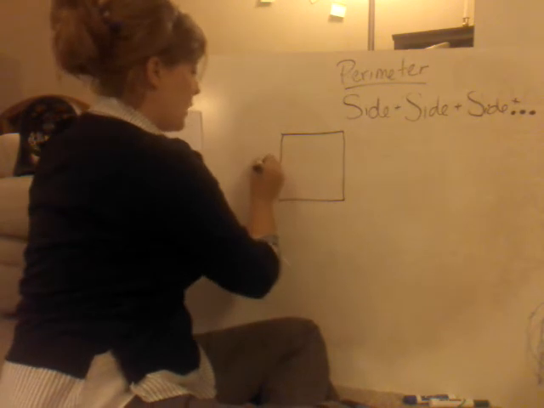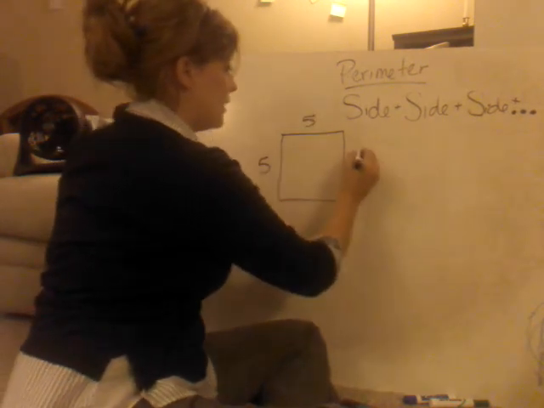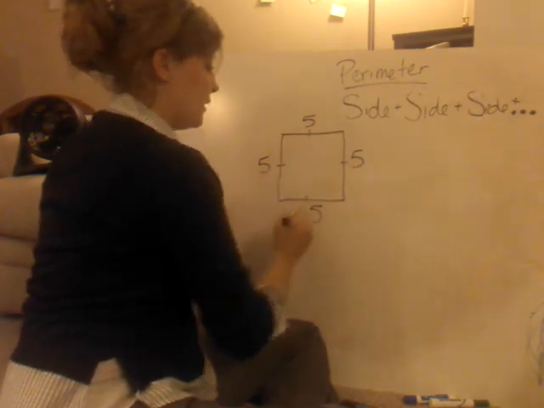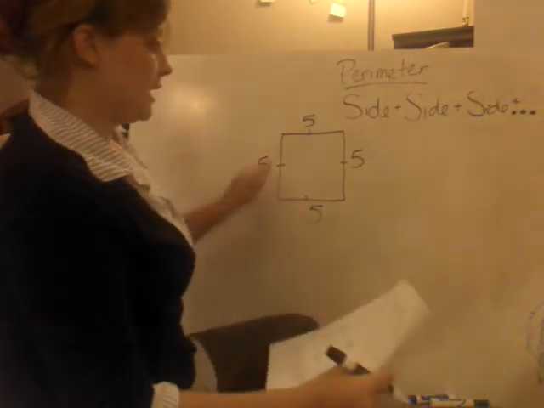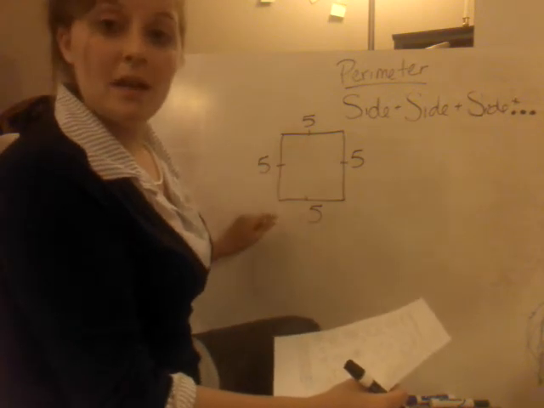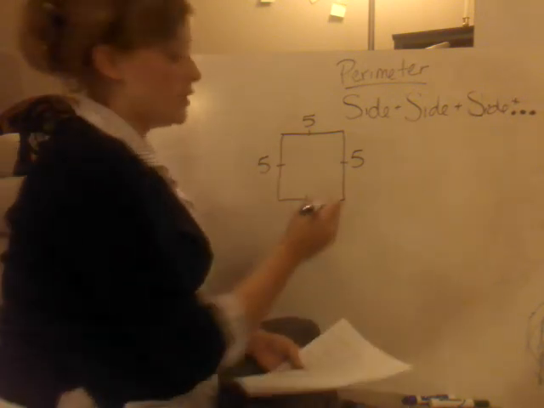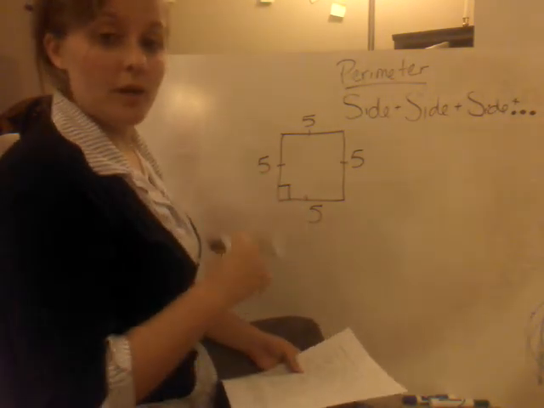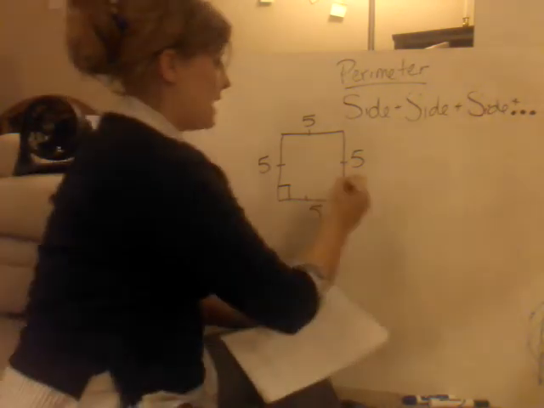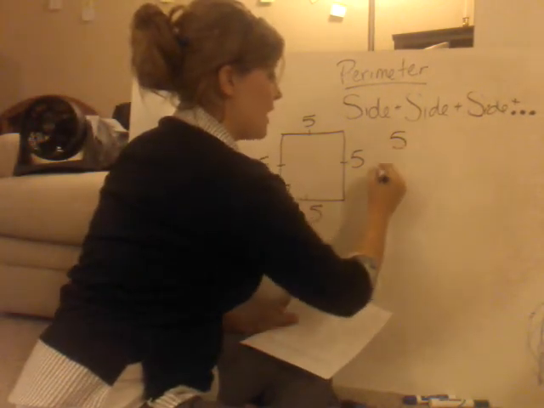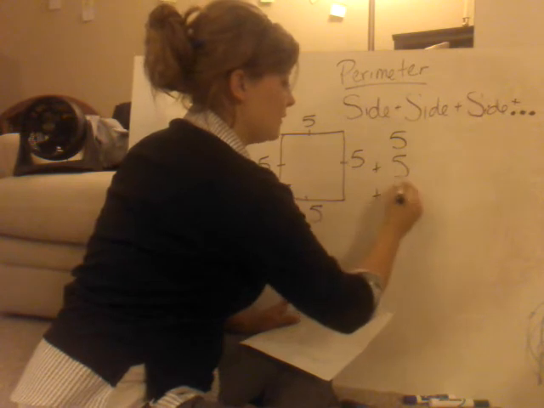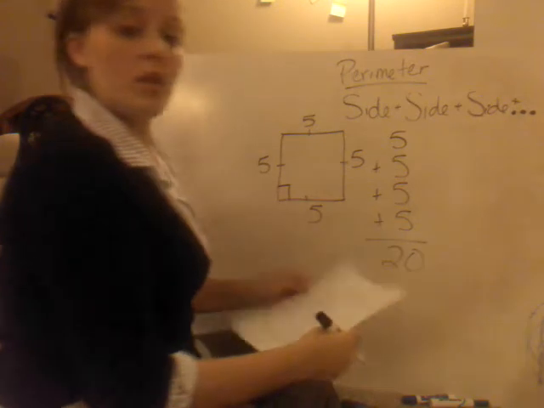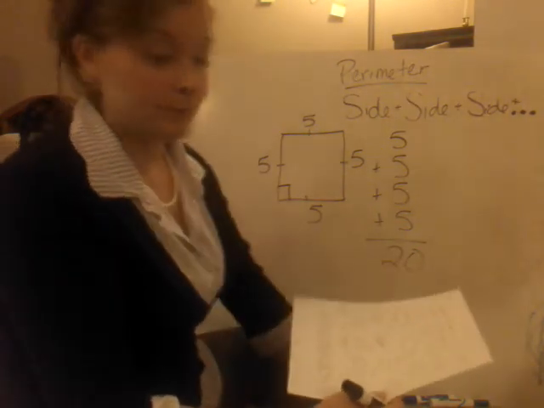Alright, next shape is a square. Now I know it's a square because all of the sides are equal. Remember our little hash mark to make sure that we know? So I know that each side is equal, which means I know that this is a square. I also know that's 90 degrees on every angle because it's a square. So that means I add up all of my sides. So I have 5 plus 5 plus 5 plus 5, and I get 20. The perimeter of my square is 20.